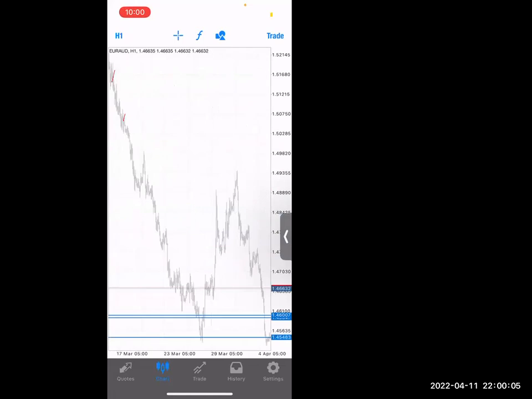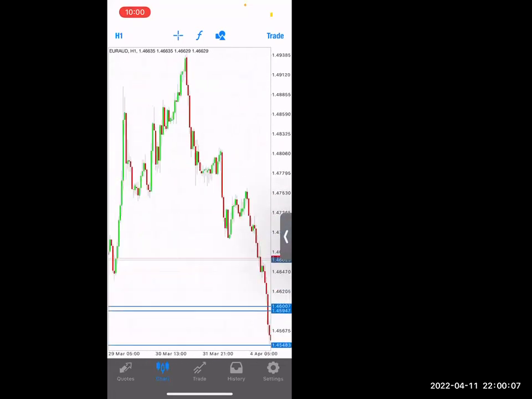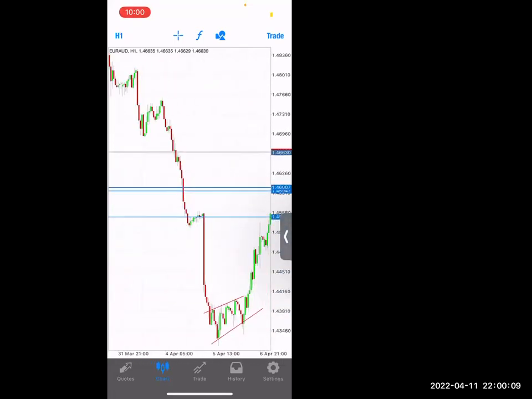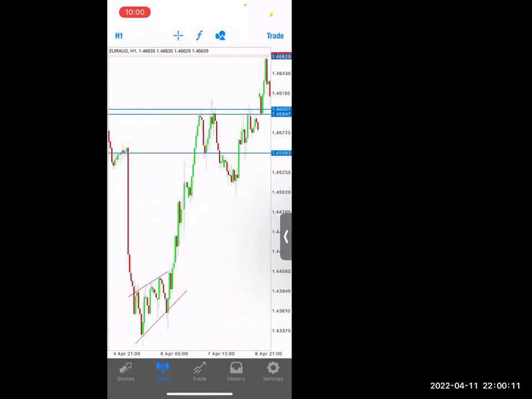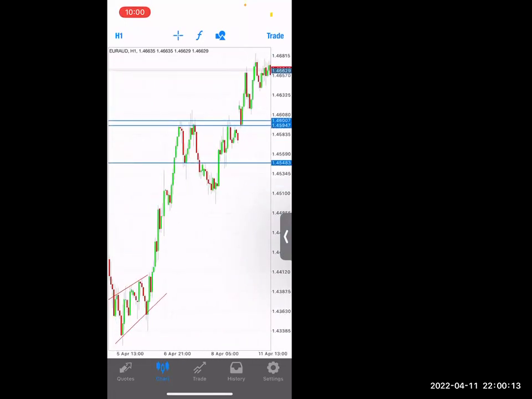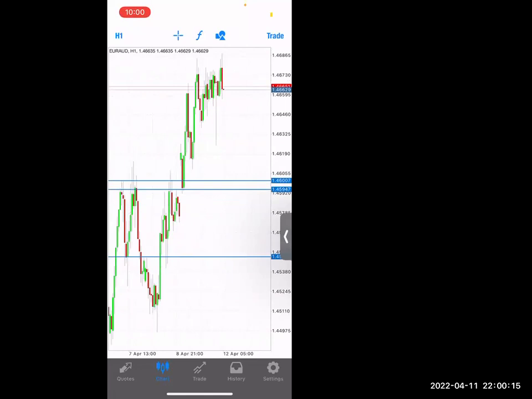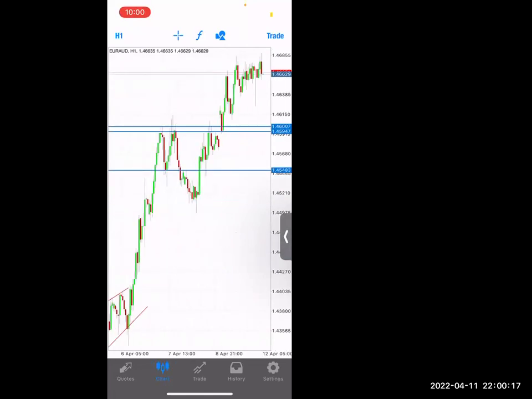So Euro AUD, we traded Euro AUD. We traded this whole movement right here from March 31st all the way to April 5th. Then price started getting all janky. It ain't moving like it was, all right? I don't have a setup. It's no longer my concern anymore, right?